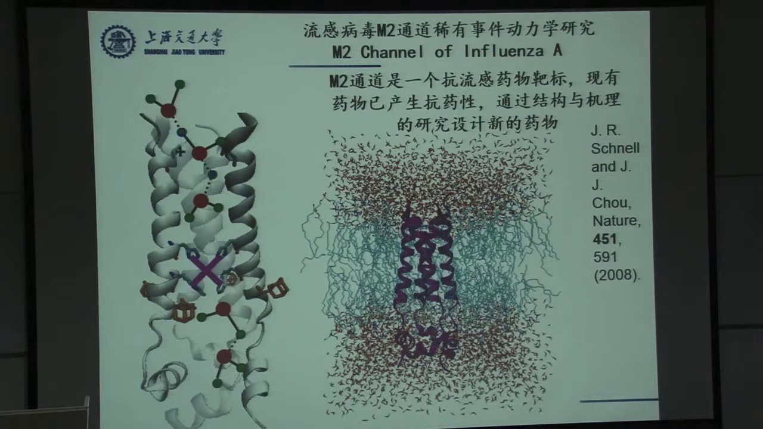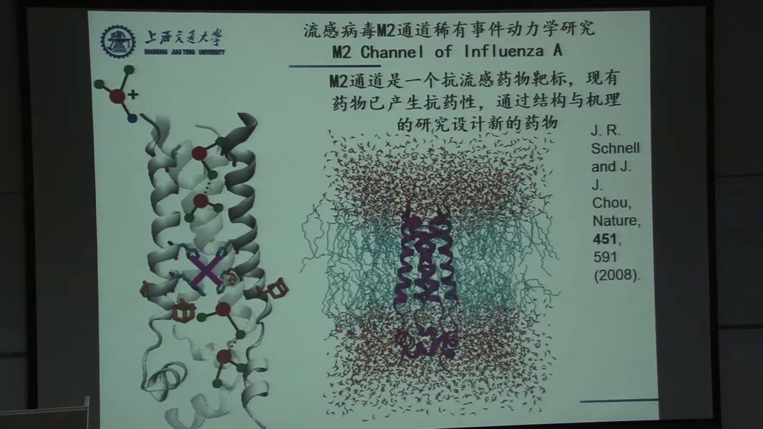The second example is this M2 ion channel of influenza A. It's well studied. There are a lot of papers on this system. It was initiated in 2008. There are two publications in Nature. One by James Cho. I'm sure some of you have heard of him. He's from Harvard University, and he now also has a joint appointment in Shanghai. And another is from the Philadelphia group.